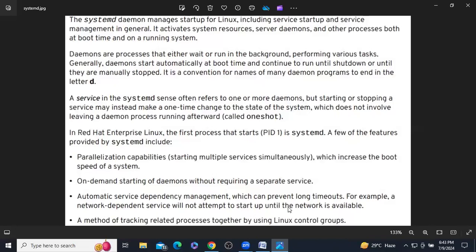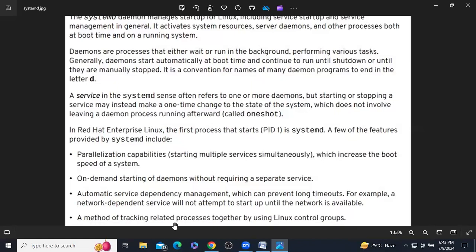Clear? Next, a method of tracking related processes together by using Linux control groups. Control group, or cgroup, whatever you want to say, exactly Linux control group. What it is going to do is control the processor, RAM, hardware kind of stuff. I hope you got it, guys.